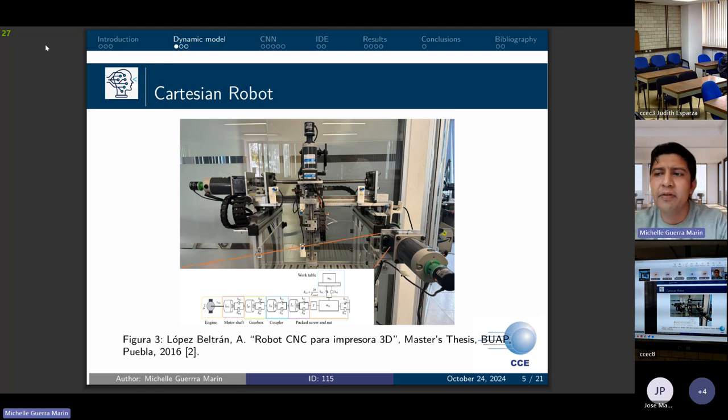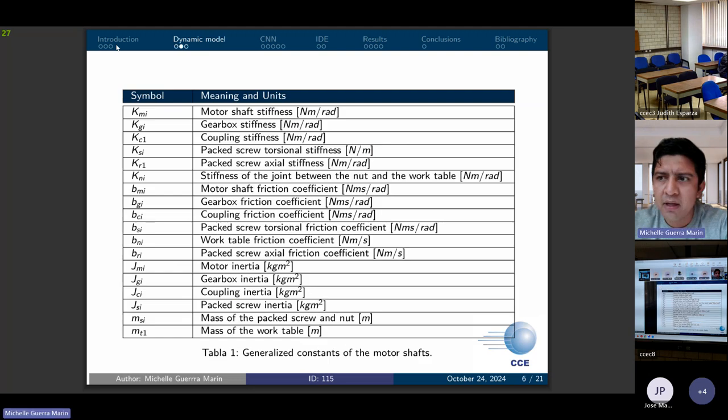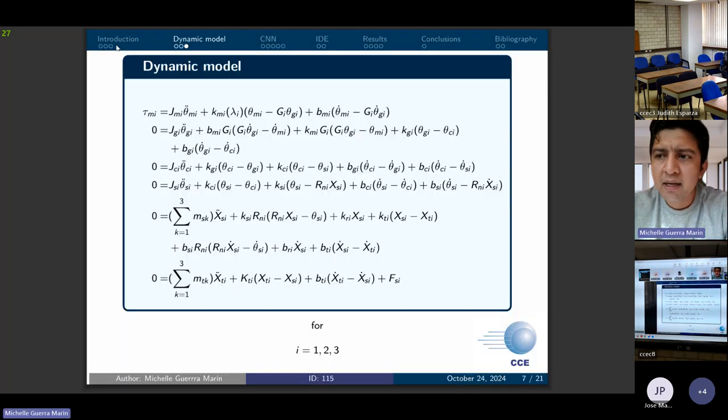In this figure, we see the robot used in our research. It has a motor with a shaft, a gearbox, a coupling, a lead screw, a nut, and a work table. This is a 3 degree of freedom Cartesian robot. We present the following table, which shows all the system parameters based on the mechanical parts shown in this diagram. Now we can see the dynamic model for the Cartesian robot. This system was obtained with the lumped parameter method and the Euler-Lagrange equation.